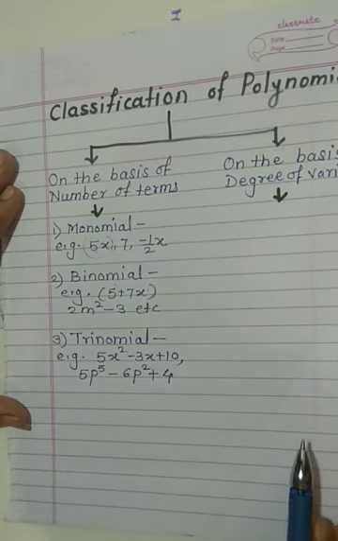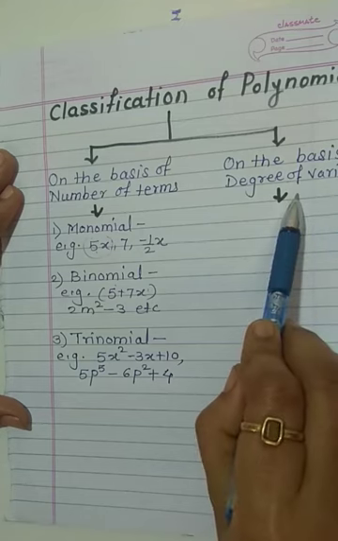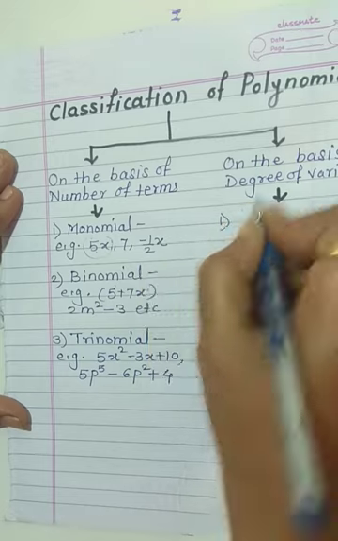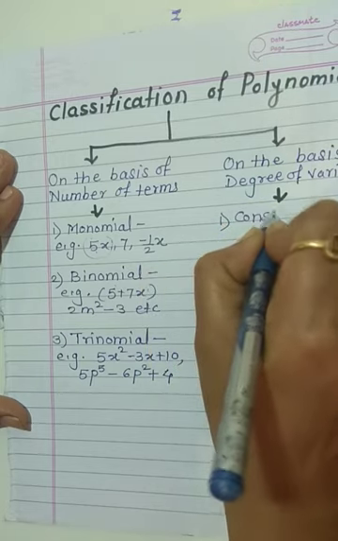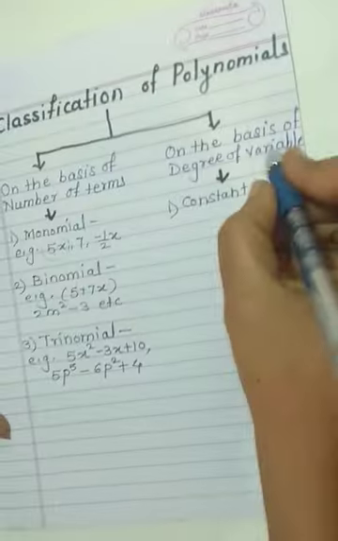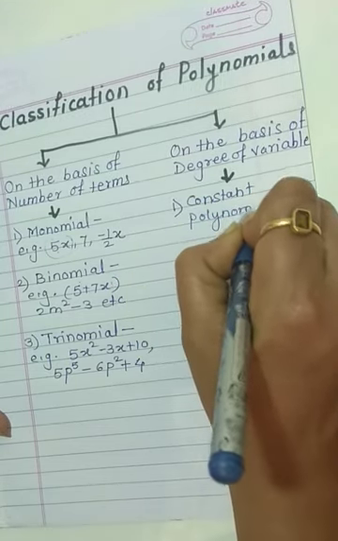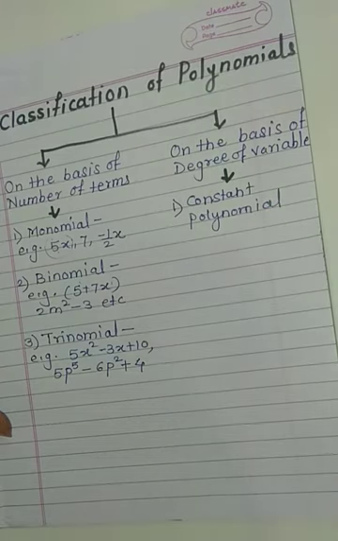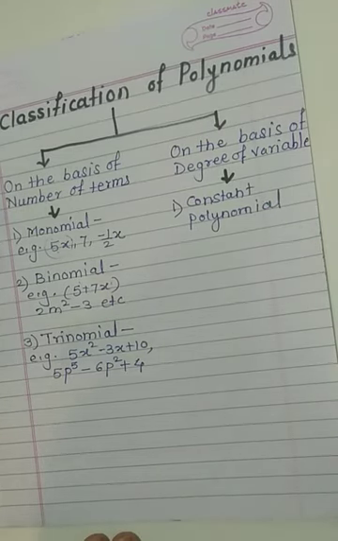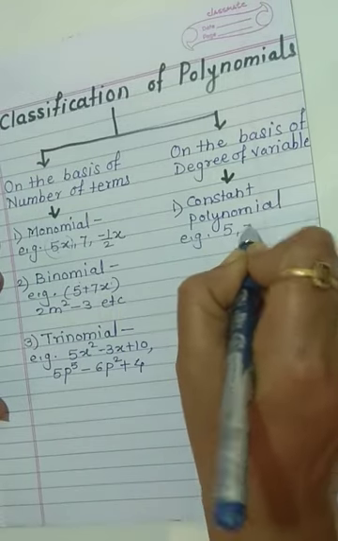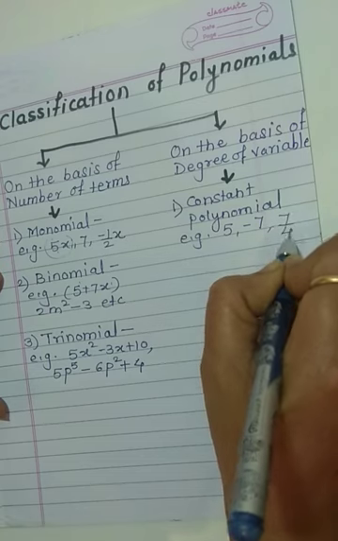Now let us see the classification on the basis of degree of variable. Now the first type in this is constant polynomial. Now, constant polynomial is a polynomial of degree 0 or a polynomial containing only one constant term is called a constant polynomial. For example, 5, minus 7, 7 upon 4, etc.